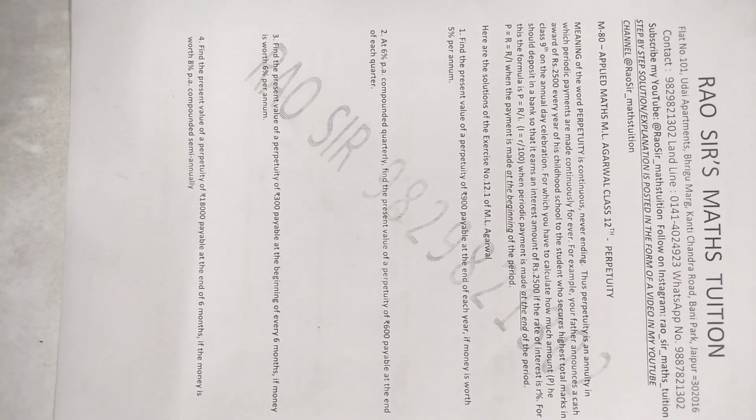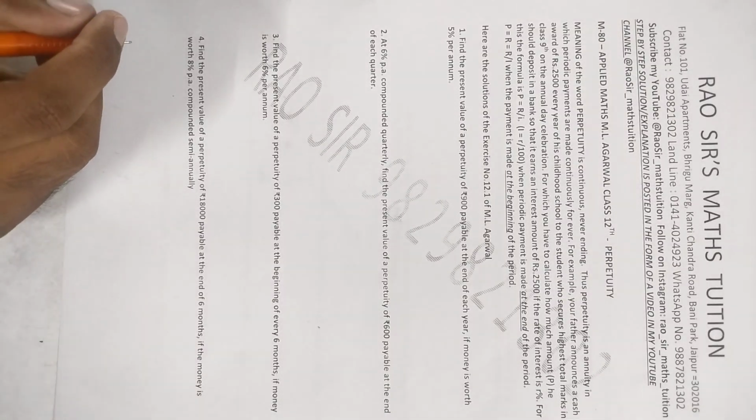For this, the formula is P is equal to R by I, where I is R upon 100. When periodic payments are made at the end of the period, the formula is P equals R by I. When the payment is made at the beginning of each period, the formula would be P equals R plus R by I.